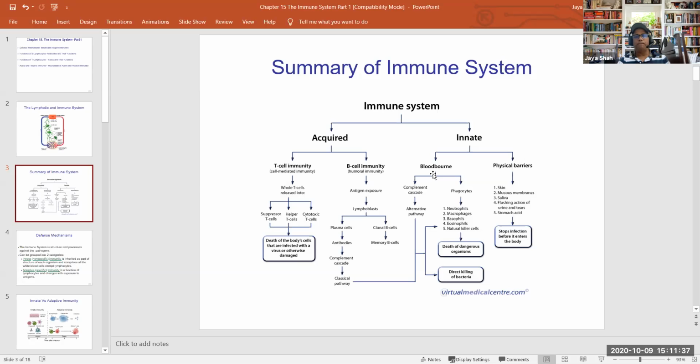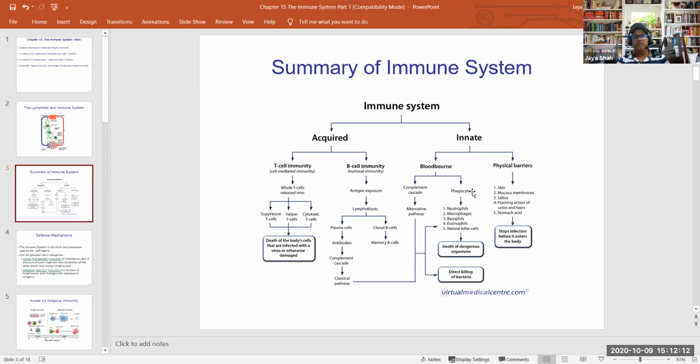These blood-borne mechanisms fight against all kinds of microorganisms like bacteria, viruses, protozoa, fungus, and other parasites. That's why, even though they are fighting and working inside your body in the blood, we still call it innate.